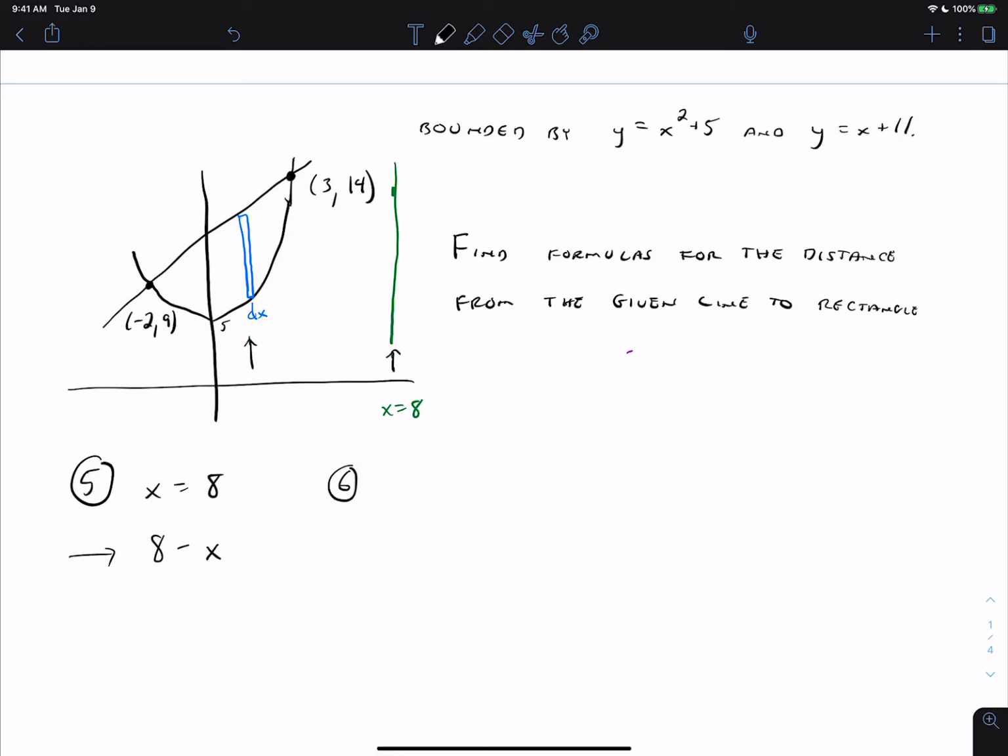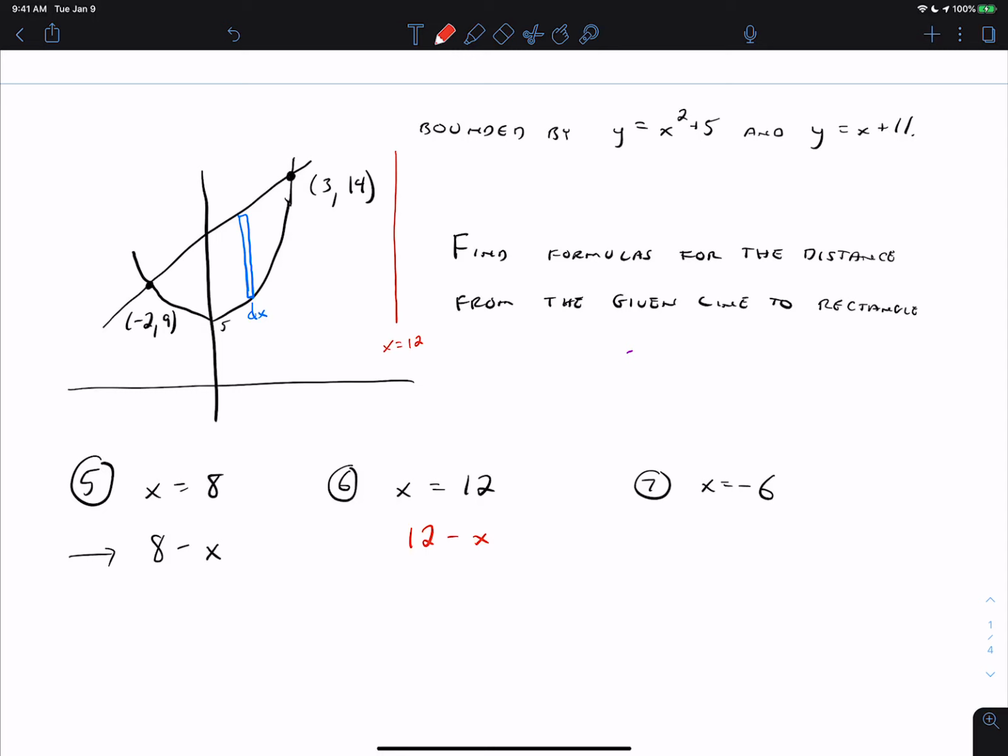So then let's put up a couple more and let you try them. So if I have x equals 12, and if I have x equals negative 6. Pause the video, try those, see if you can come up with a formula from the line x equals 12 to the rectangle, and from the line x equals negative 6 to the rectangle. Okay, so x equals 12, we'll do that one in red. X equals 12 is a vertical line again to the right of the region. We're looking then at a horizontal distance, so we take the right x minus the left x. The right x is 12, the left x is x.